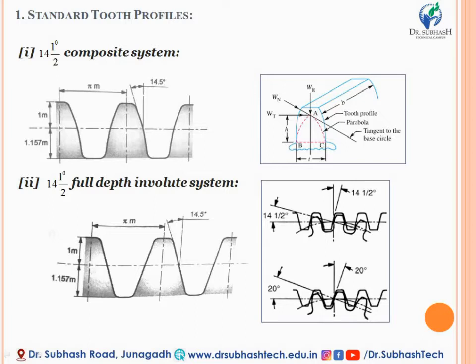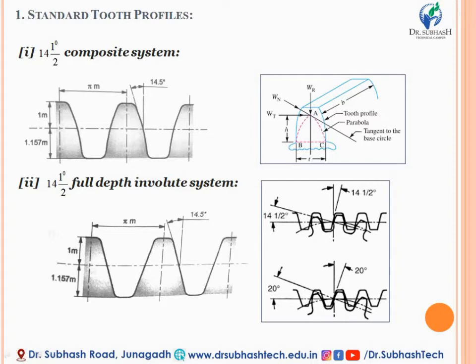Basically, if we are talking about the 14.5 degree composite system or the full depth involute system, in the case of the full depth involute system, interference is the limitation related to the 14.5 degree full depth involute system. Interference is, we can say, a kind of crushing of the root and the surface of the tooth profile, which should not happen in power transmission. So in order to avoid that, we should go for the 14.5 degree composite system.